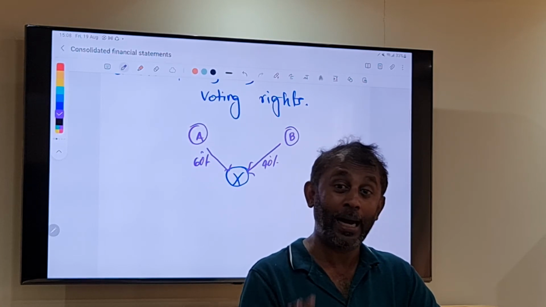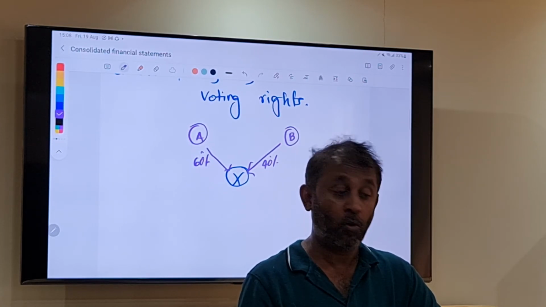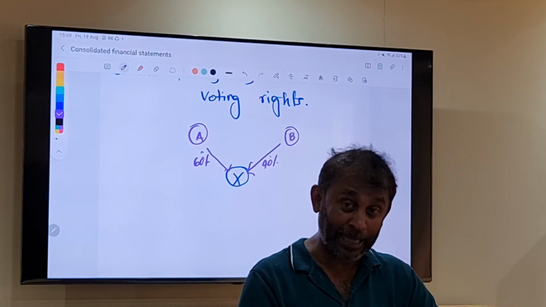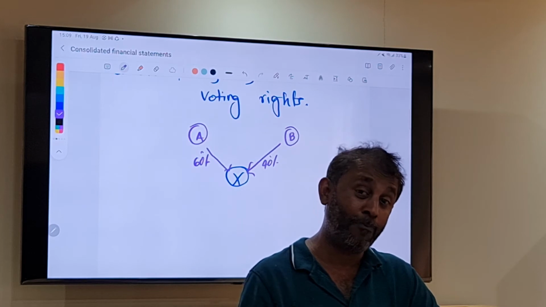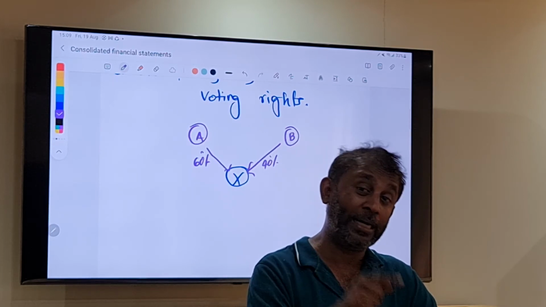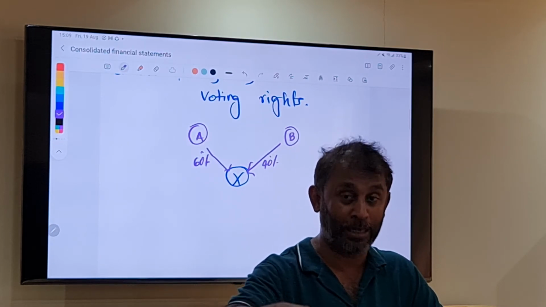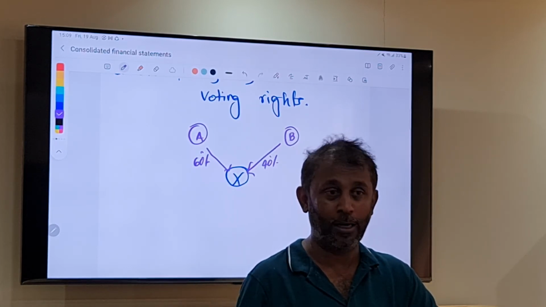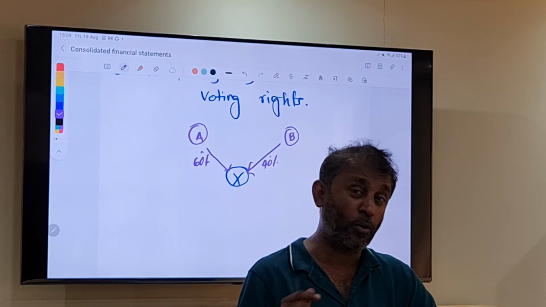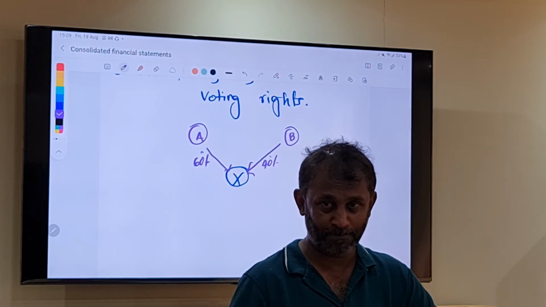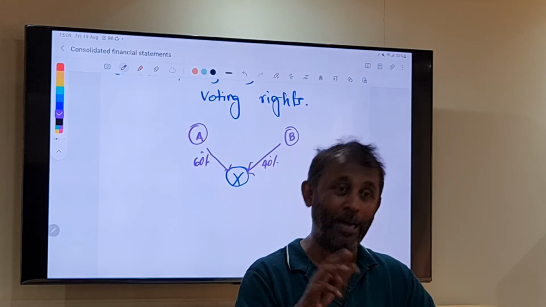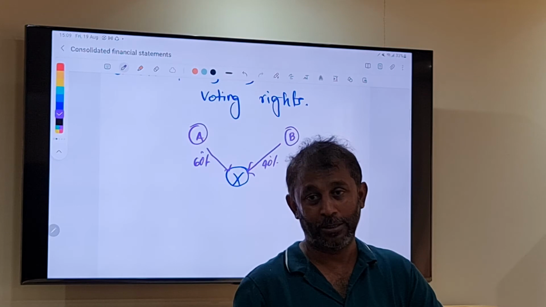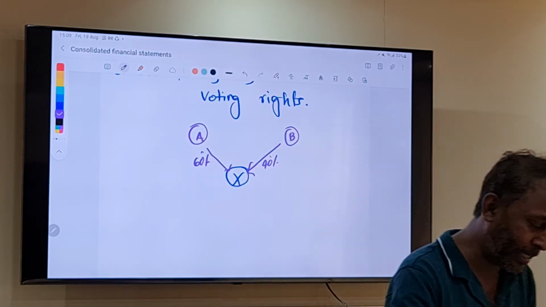But if there is additional information, like although the voting rights or the investments are less, yet B has the power to control the finance and operating decision making, then B will become the controller. So to decide who is the parent for this company X, either A or B, you should verify these points. So what is important here?